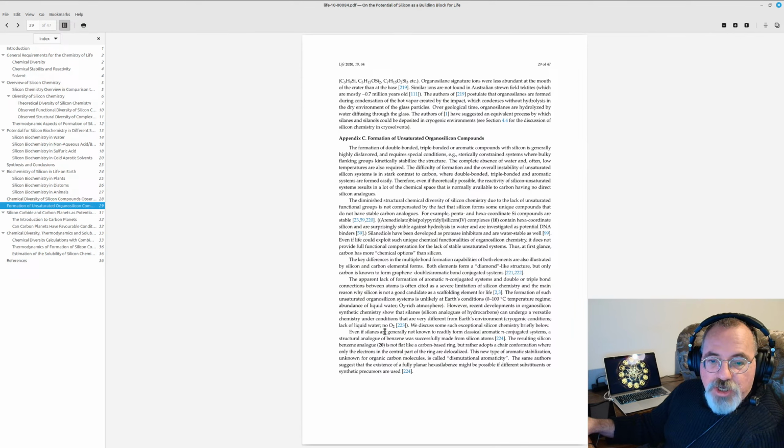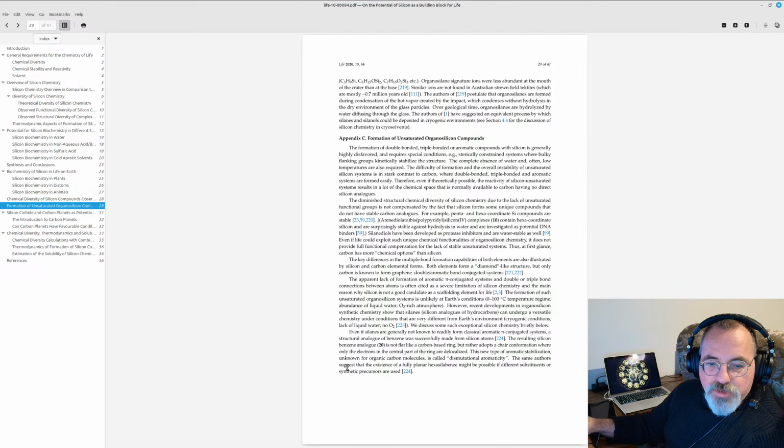Even if silanes are generally not known to readily form classical aromatic pi-conjugated systems, a structural analog of benzene was successfully made from silicon atoms. The resulting silicon-benzene analog is not flat like a carbon-based ring, but rather adopts a chair configuration where only the electrons in the central part of the ring are delocalized. This new type of aromatic stabilization, unknown for organic carbon molecules, is called dismutational aromaticity.